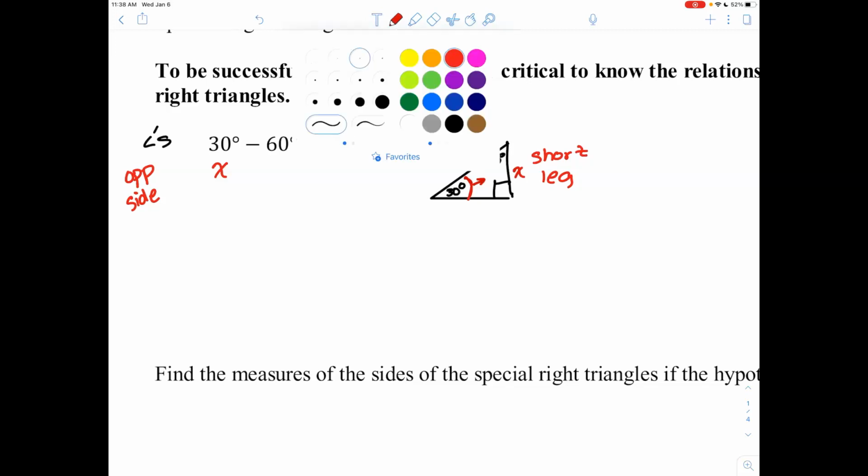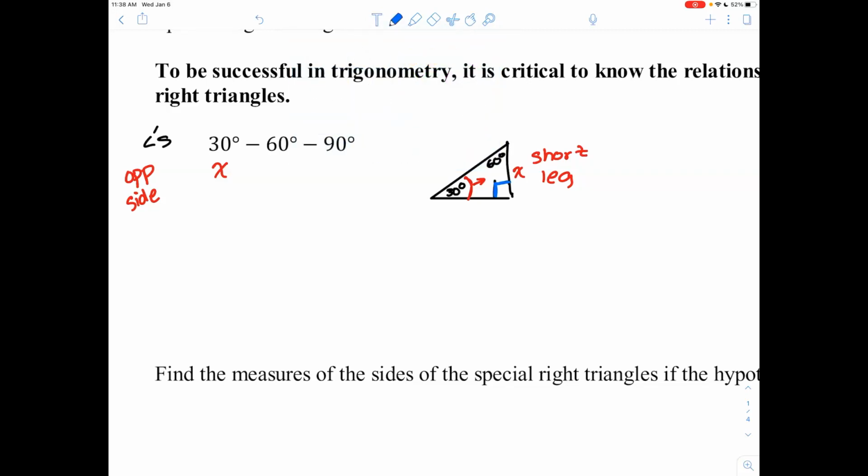Then you have the hypotenuse. The hypotenuse is obviously opposite the right angle. It's the longest side of the triangle. If this is a 30, 60, 90 right triangle, then the hypotenuse will always be double the length of the short leg. So that is the relationship on a 30, 60, 90. They're really easy to identify because the shortest leg will always be half the length of the hypotenuse, always, or the hypotenuse will be double the length of the short leg.